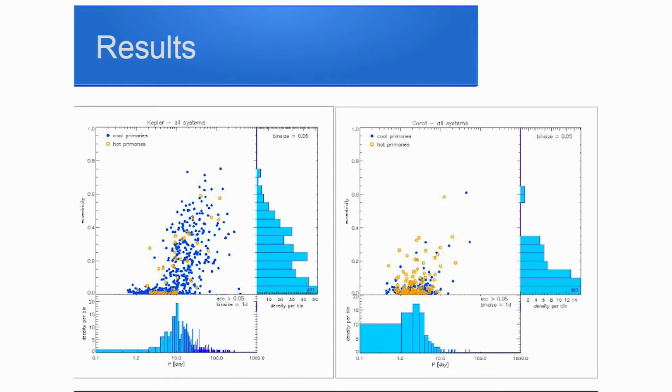So here are my results. On the left panel we can see detached eclipsing binaries from the Kepler sample. The blue ones are for cold and the yellow ones are for hot systems. And this is the period and eccentricity distribution of the sample. This is the same for the field. It's not so populated, but it's the same. And we made some statistics for representing our results.